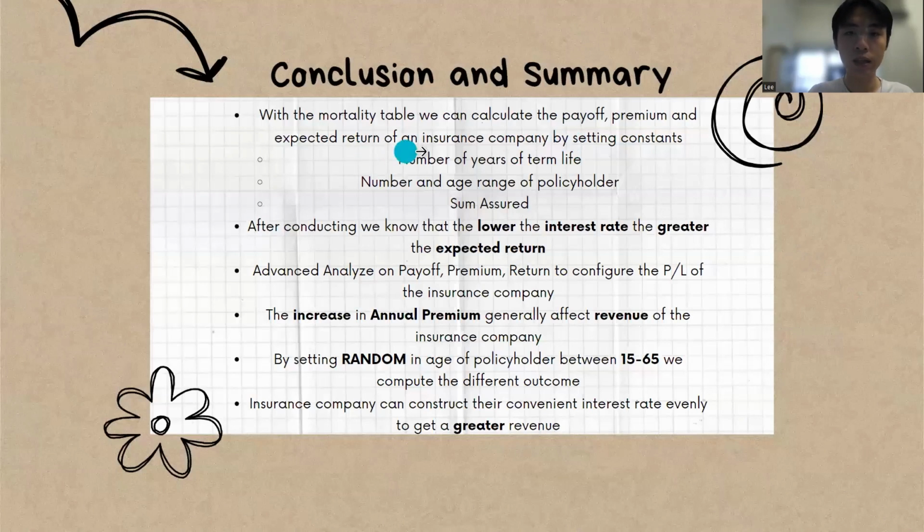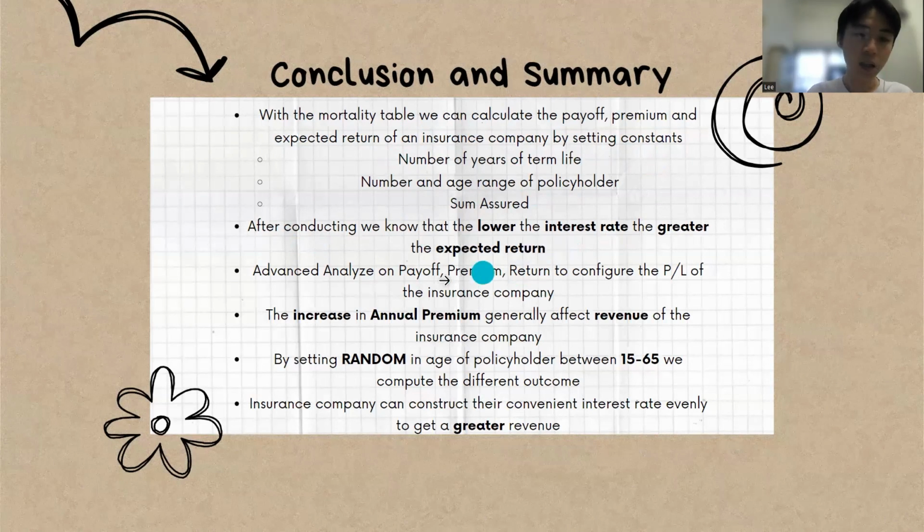First, the mortality table. With the mortality table, which is a life table, we can calculate the payoff, premium, and expected return of an insurance company by setting constants: number of years of term life, age range of policyholders, and the sum assured. The second one, from conducting the interest rate experiment, we can know that the lower the interest rate, the greater the expected return, with 4% having the highest expected return.